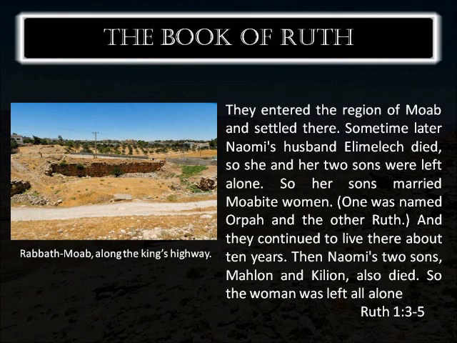But then, somehow, Naomi's 2 sons die. And again, we don't know why they die or how they die. And to be honest, it's not all that important to the story. What is important is, as it says in verse 5, and so the women were left alone.